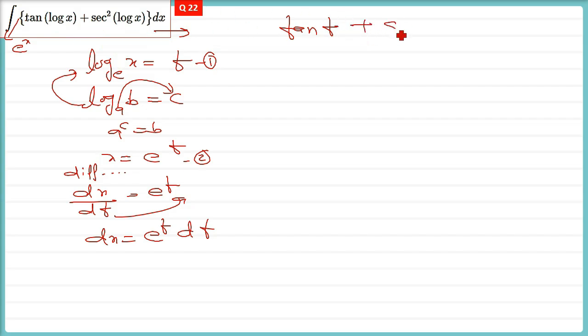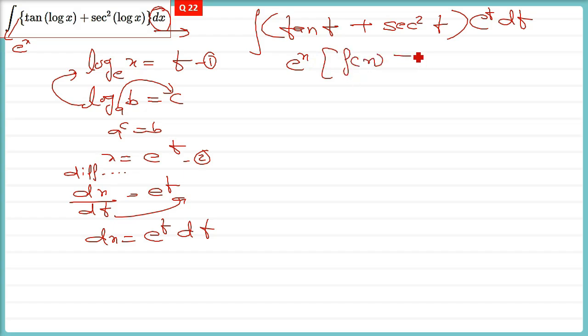Plus sec square. Now here also log x can be replaced by t. So this is integration. Now when we come to this dx, that is why we started all this, because dx can be written as e raised t dt. Now e raised t is also with us. You can call it as e raised x.